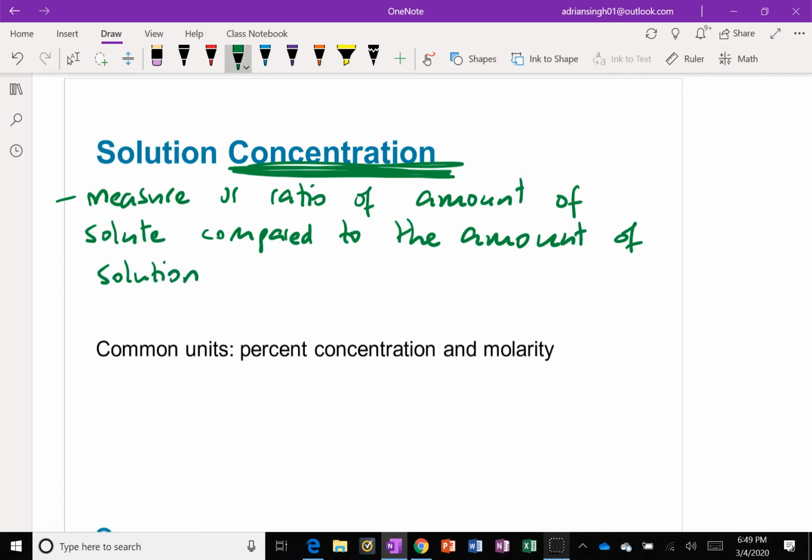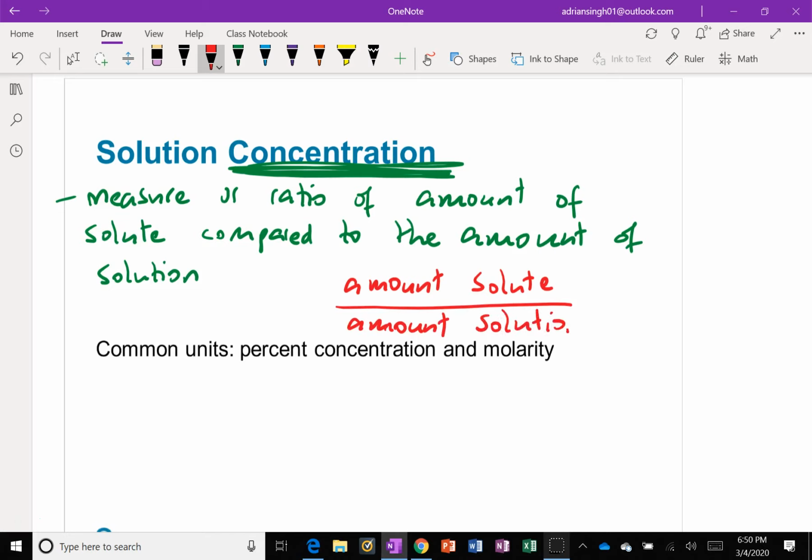So that ratio is going to be the only ratio that we see in this class for all of the concentration units that we are going to encounter. So we're going to be looking at the amount of solute compared to the amount of solution. All of the concentration units are going to have that ratio.